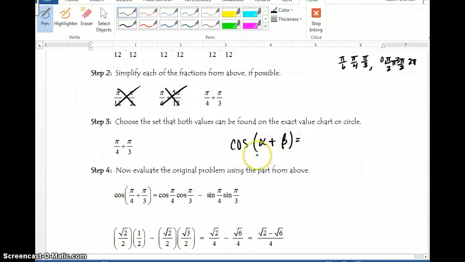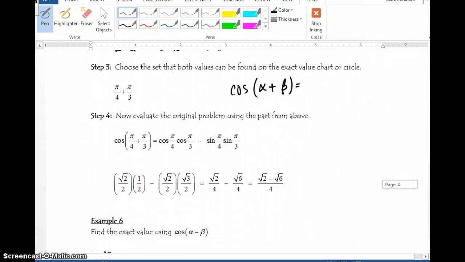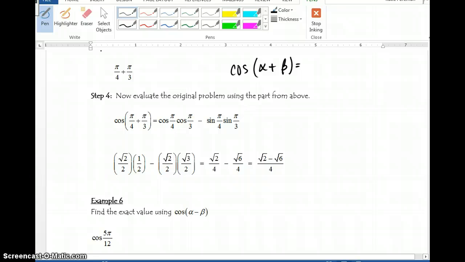Alright, so the expansion for the sum: cosine of the first angle times the cosine of the second angle. Change the operation, sine of the first angle, sine of the second angle. Pi over 4 and pi over 3 are both first quadrant angles. Sine and cosine are both positive. Cosine of pi over 4, so square root of 2 over 2, times 1/2. Top times top, bottom times bottom gives me square root of 2 over 4. For the sine functions, top times top gives me square root of 6. Bottom times bottom gives me 4. Since the denominators are already the same, we can just combine the numerators. So this answer is the exact value of the cosine of 7 pi over 12.